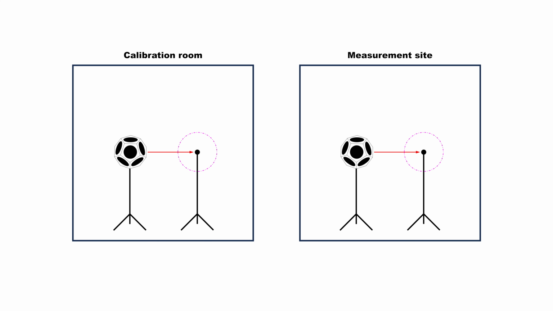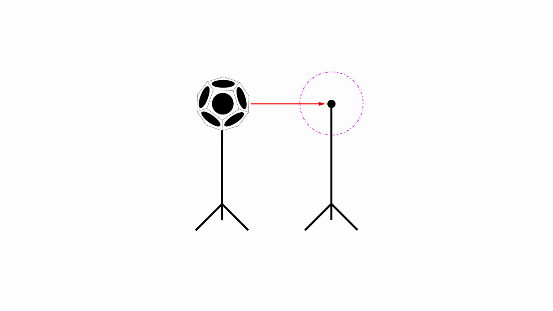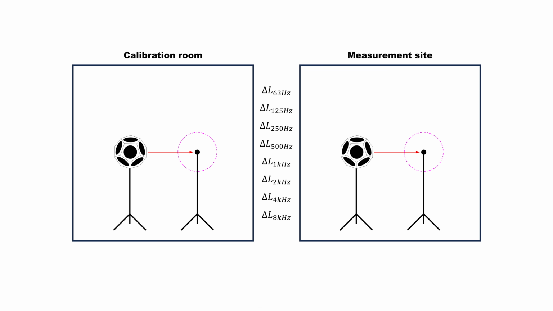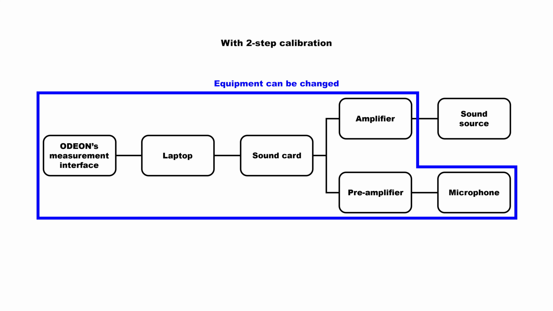So, by comparing the direct level recorded in both rooms, Odeon derives the set of necessary gains to make it as if the source output was the same in both scenarios. Here, there's no problem regarding the near-field effects of measuring close to the loudspeaker. This is because we will get the exact same effect in both scenarios, so we will still have the correct differences. Odeon even derives different gains for different octave bands, meaning the signal chain can have different frequency-dependent behavior and still be equalized between the two scenarios. So, with two-step calibration, even the signal chain itself can be different. The only piece of equipment that should be the same, even with two-step calibration, is the source.